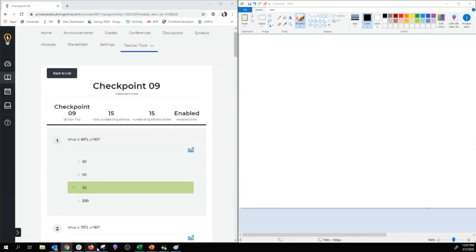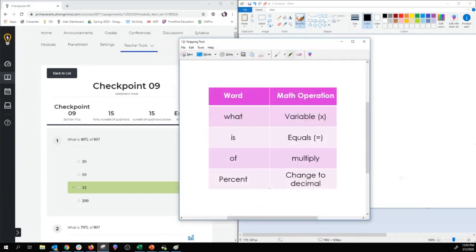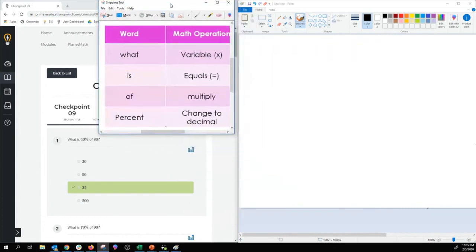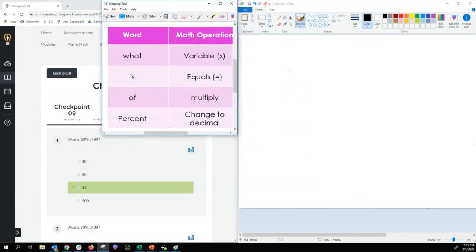Right, checkpoint 9. Okay, so for this checkpoint, on this first problem here, it says, what is 40% of 80? So I'm going to rewrite that over here.